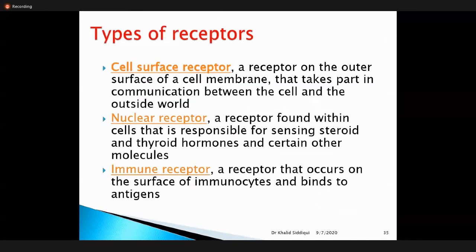The types of receptors: the cell surface receptors are receptors on the outer surface of the cell membrane that take part in the communication between the cell and the outside world. Now, the nuclear receptors are receptors found within the cell that are responsible for sensing the steroid and thyroid hormones and certain other molecules. The immune receptors are receptors that occur on the surface of the immunocyte and bind to the antigen. So there are many types of receptors present over the cell surface, a specific receptor for the specific hormone or the neurotransmitter substances.